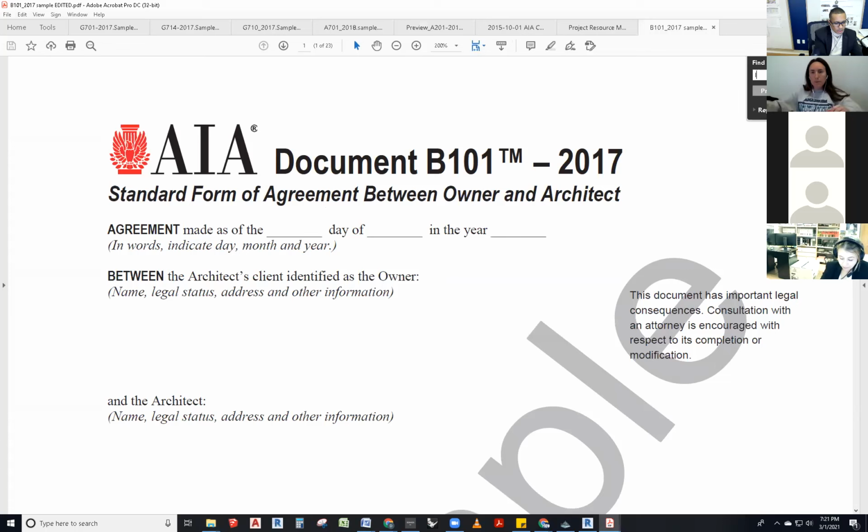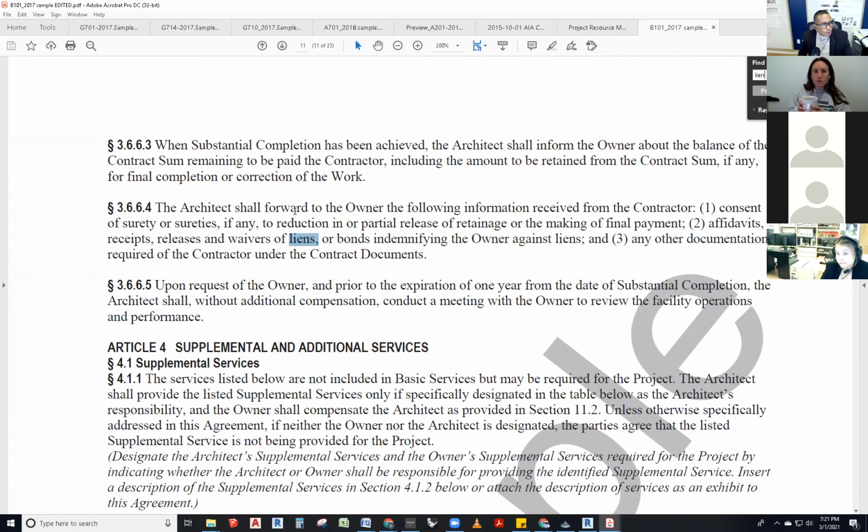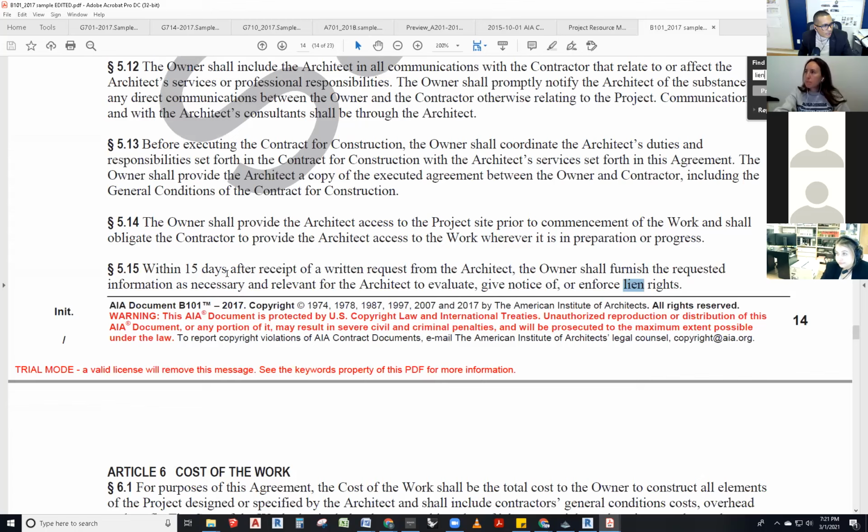Okay, lien. So the architect shall forward to the owner the following information received from the contractor: consent of surety, if any, to reduction of any partial release, retaining affidavit release. Okay, within 15 days after receipt of a written notice from the architect, the owner shall furnish the requested information as necessary and relevant for the architect to evaluate, give notice, or enforce lien rights. Same thing. It's the same thing.